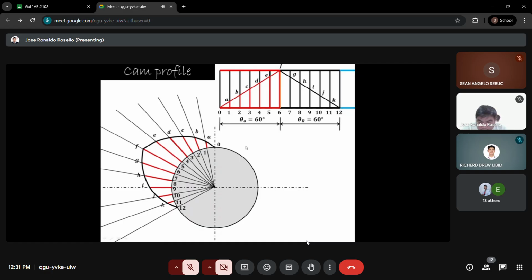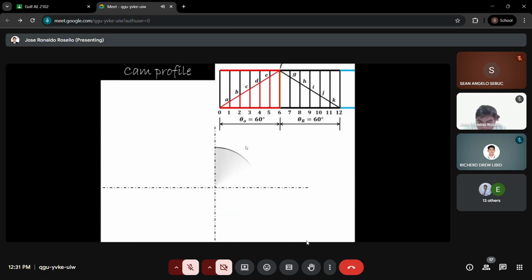Now for the offset follower, we have to be very careful. First we'll draw the base circle of 43 mm or 4.3 centimeter. Then there is an offset of 12.5 which is provided on the right hand side. So draw a vertical line, as you can see. Wherever it cuts the base circle, from that particular point you have to join it with the center of this particular base circle.